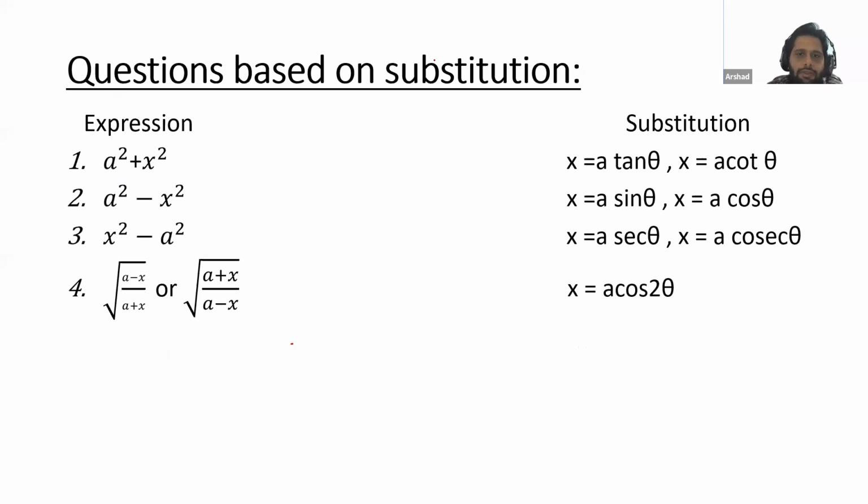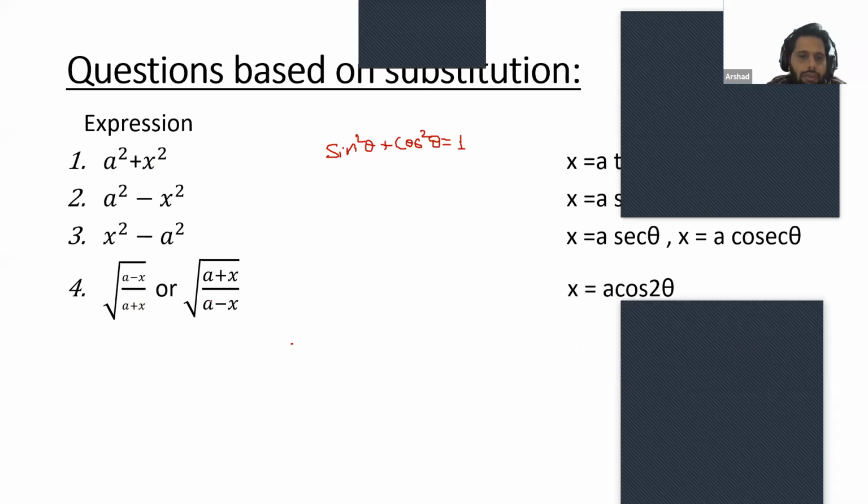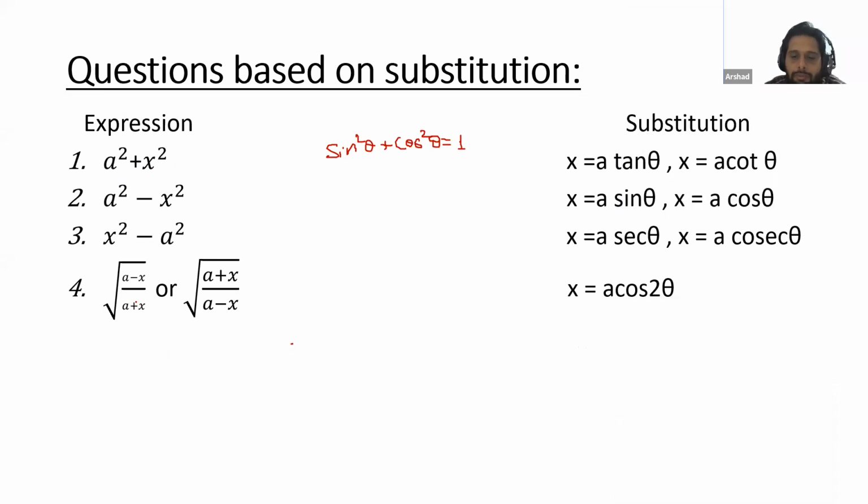We have some more expressions. Please check here if you have a minus x by a plus x. In case of a square, we have the basic identities. We have the three trigonometric identities in case of a square. We know this is sine square theta plus cos square theta, and similarly in the other two identities you also have a square. Now here we have under root a minus x by a plus x. So here we don't have a square. That's why we can't put these identities.